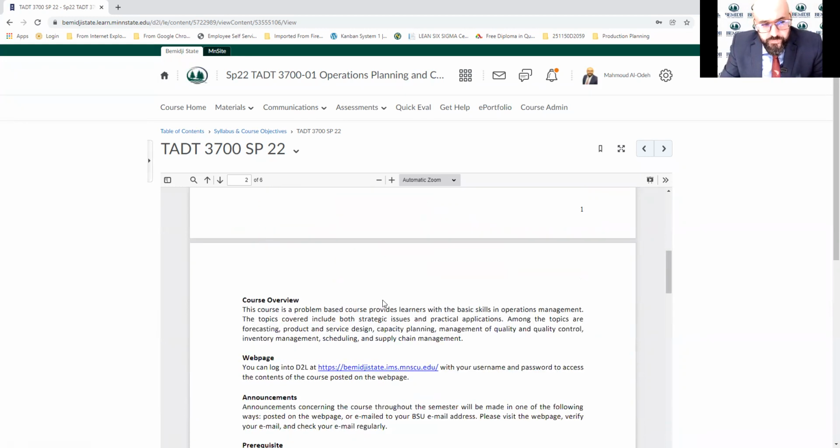Course overview: this is a problem solving or problem-based course that provides learners with the basic skills in operations management. We will be covering topics such as strategic issues and practical applications. Among the topics is forecasting. We will take a look into the future, how we could make future decisions based on the data that we have and how we could forecast the data.